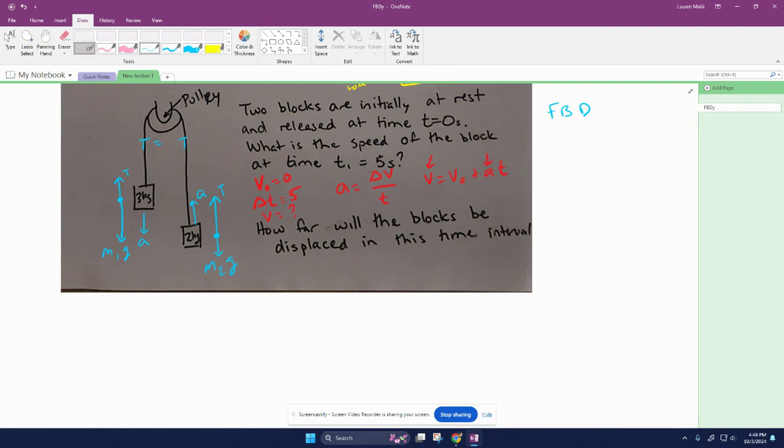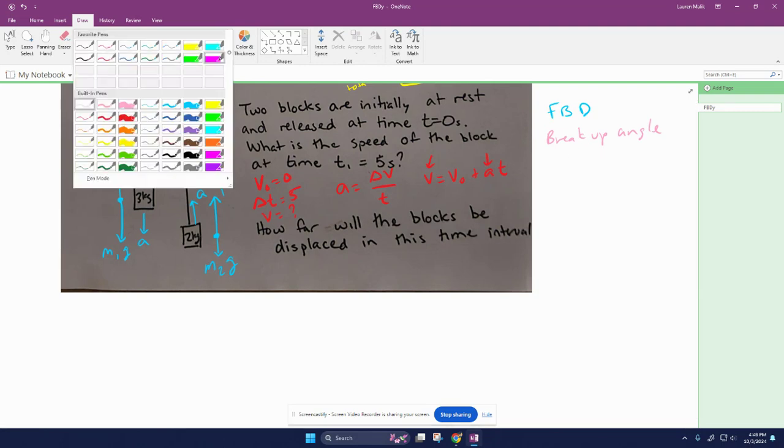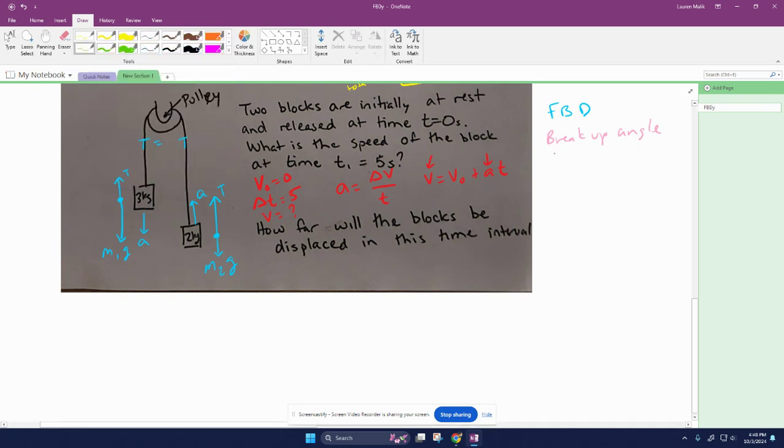Alright, so we've got our free body diagrams. Do we need to break up any angles? In this case, they're only going up and down, so we have no angles. So that means now we can skip to our next step of our net force equations. Okay, so net force. We don't need to think about anything in the x direction, just like we didn't have any angles, because they're only going vertically, so I'm only going to think about the y direction. Okay. It is accelerating, so we are going to keep that.